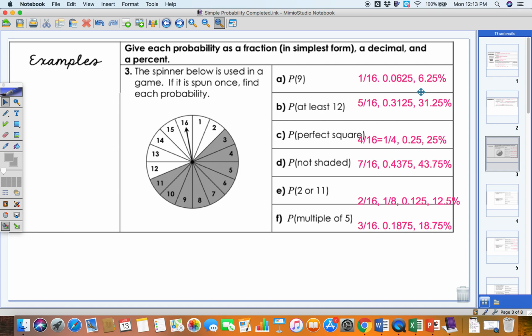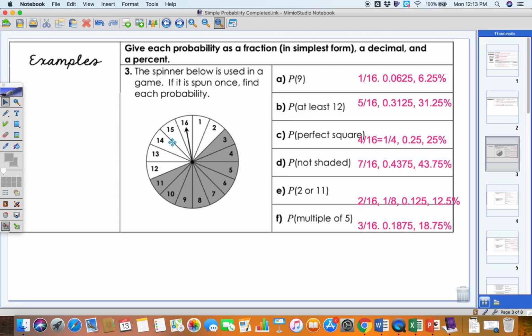On B, we want the probability that it is at least a 12. So that means that 12, 13, 14, 15, and 16 are all desired outcomes. There are 5 desired outcomes. There are still 16 total outcomes. So the probability that it is at least a 12 is 5 out of 16, 0.3125, or 31.25%.